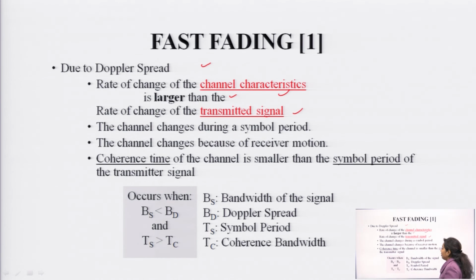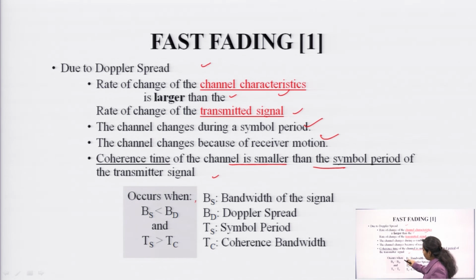So, since it is moving at a very fast pace, the rate of change of the channel will be quite large as compared to the rate of change of the transmitted signal. The channel will change during a symbol period. The channel changes because of the receiver motion. Since the receiver is moving in nature, the channel will change its characteristics. Now, the coherence time of the channel is smaller than the symbol period of the transmitted signal.